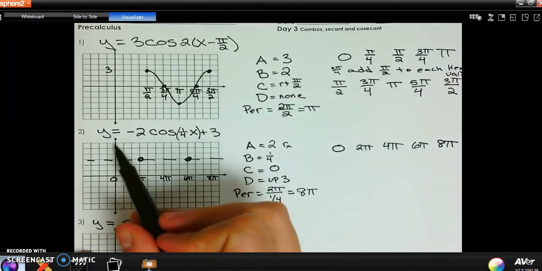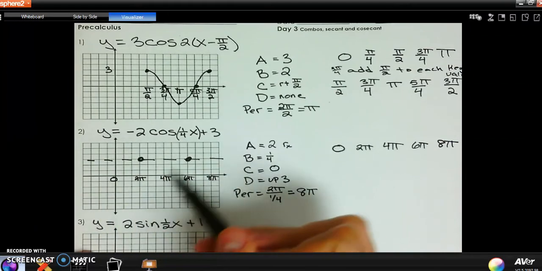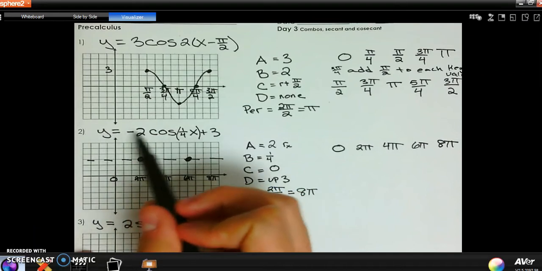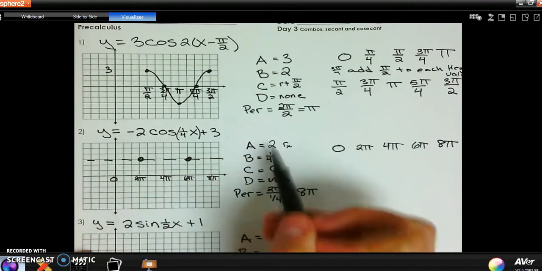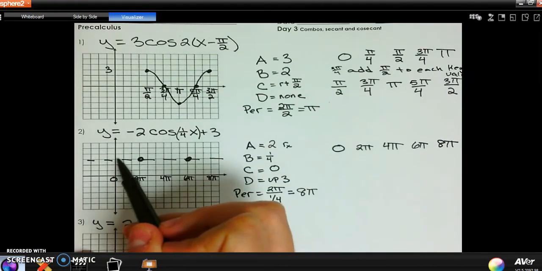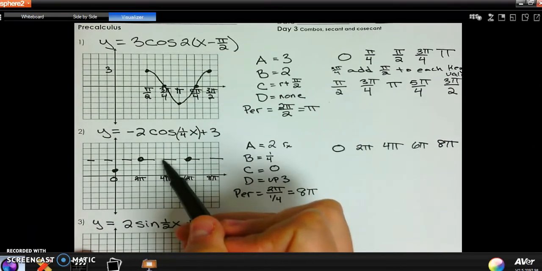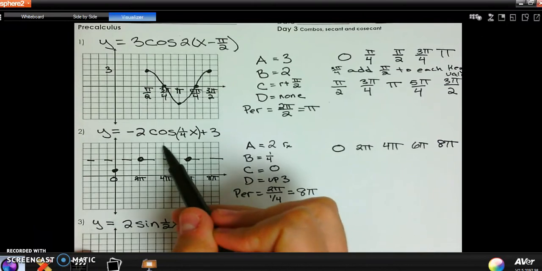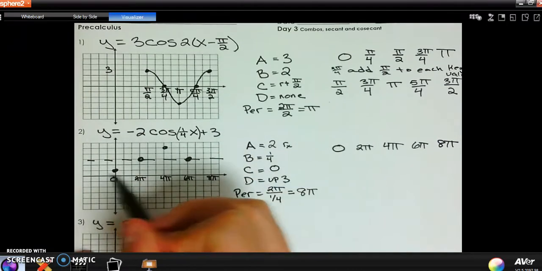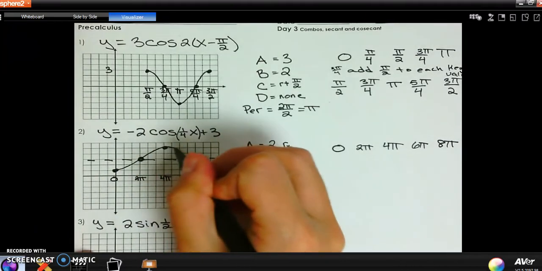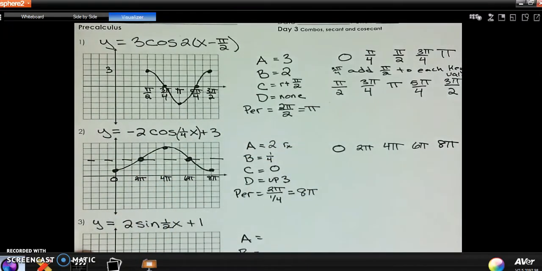Now normally cosine goes high, baseline, low, baseline, high, but because of this negative, I'm going to start at my low point. How low? It's going to be 2 below the baseline. So it's going to be at 1 there. And then I have my high point where I used to have my low. So at 4 pi, I'm going to go 2 above. And then again, you always start and end at the same place. So I do my cosine curve here, and again, it's curvy. So we've got that.